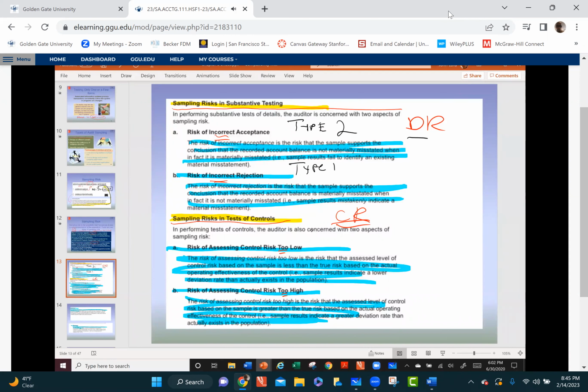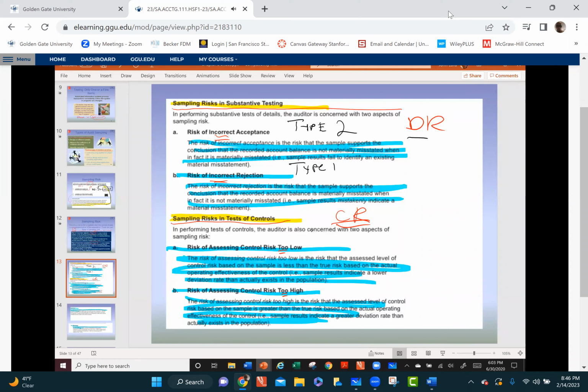So when the auditor says control risk too low, they make a mistake. If the auditor says control risk too high, they make a mistake. Why do they make a mistake? They make a mistake because there was a problem with the sample. So let's just go back to the time cards, okay? Auditor says, okay, time cards are supposed to be signed. There's 10,000 time cards. I don't want to look at every single one. Pull a sample of 100.